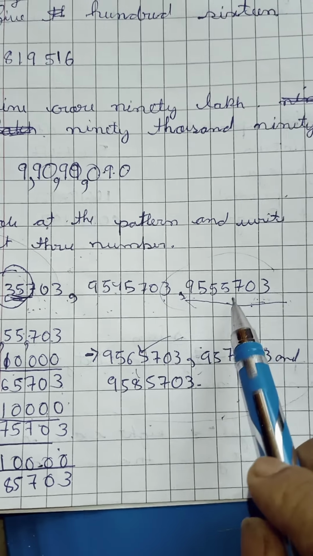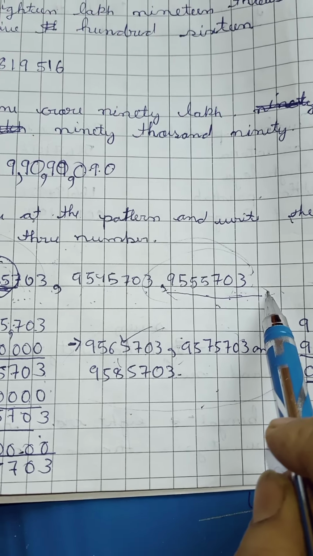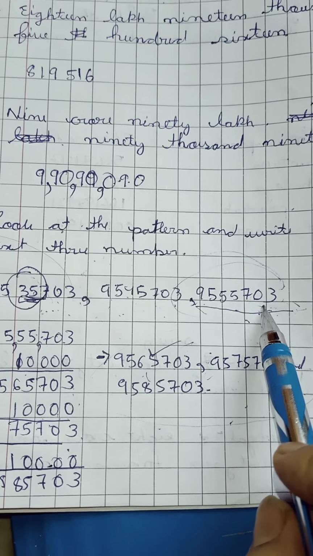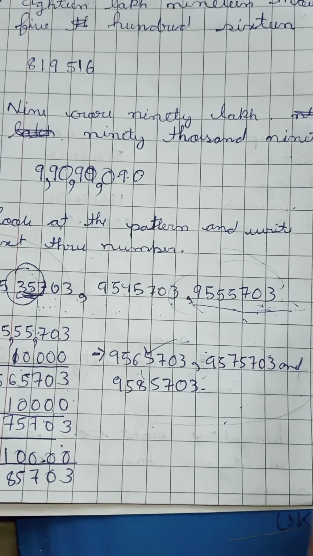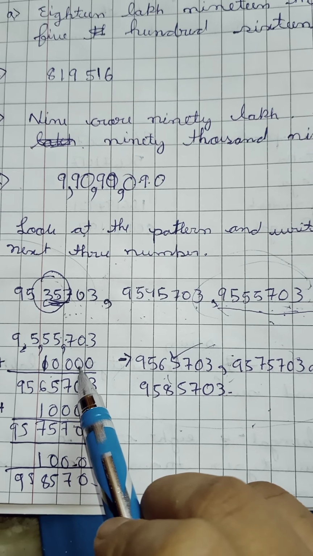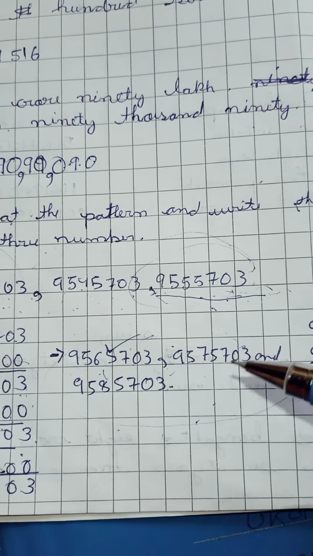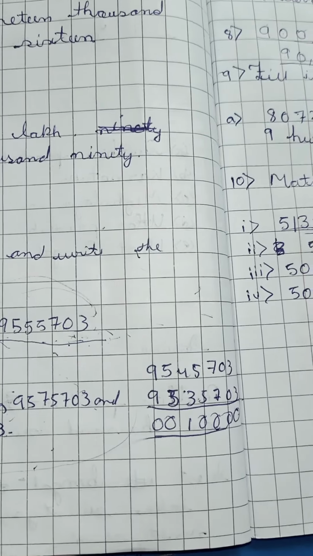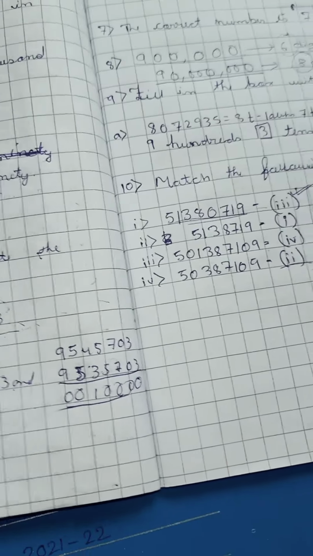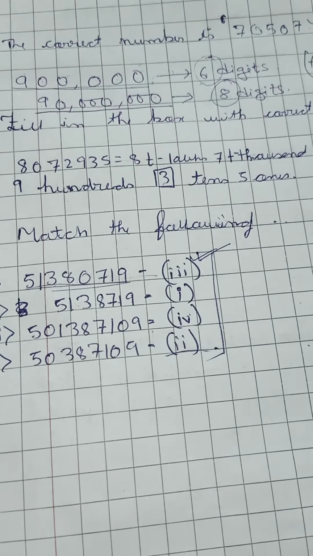So you will see the pattern will start from the last number, because 3 are already given, and 3 more you need to do. So you will take the last number and add 10,000 to this number, then you will get the next number. Again you will add 10,000 more, you will get the second number, and again you will add 10,000 more, you will get the third number. Have you got my point? You are going to do it in the same way.